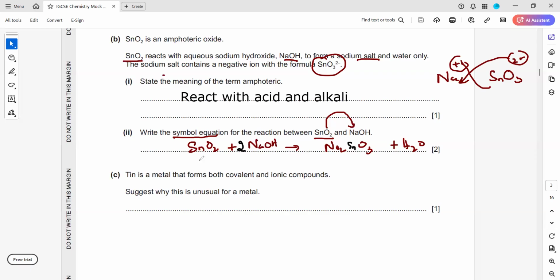Then we have: tin is a metal that forms covalent and ionic compounds. Suggest why this is unusual for a metal. Covalent compounds can only be formed by non-metals. Good.